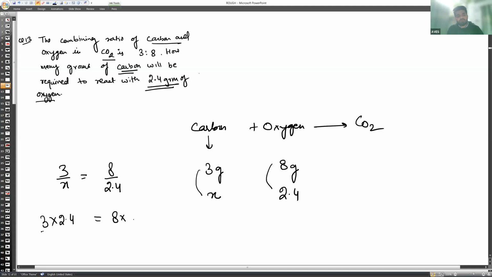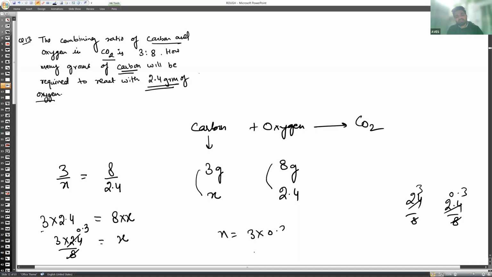This you will write, don't multiply it like here: 3 into 2.4 is equal to 8 into x. Now this 8 will come down, and x will be 3 into 2.4 upon 8. You cut it, you will get 0.3. 8 threes are 24. If it is 24 upon 8, it will be 3, but it is not 24, it is 2.4 upon 8, so it will be 0.3. So when you multiply 3 into 0.3, you will get 9, but you have to place the decimal after this one. You will get x is equal to 0.9 grams. Okay, you understood this one? Yes, sir.